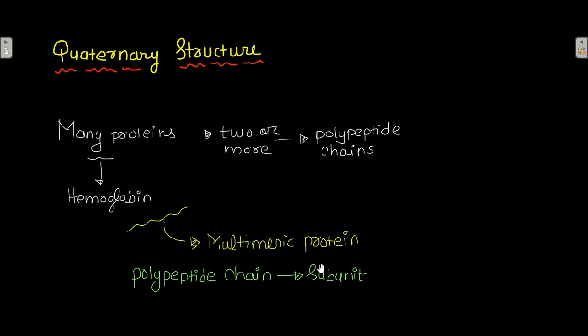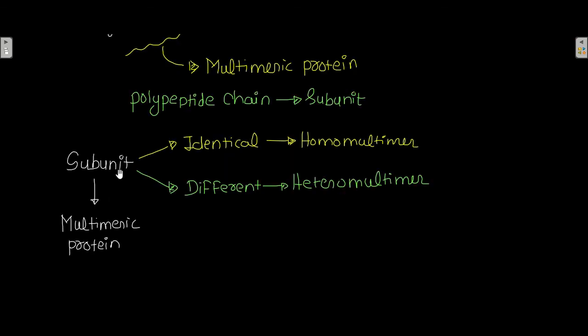Now the subunits of this multimeric protein can be identical or they can be different. If the subunits are identical, then that particular protein is known as homomultimer. And if the subunits of that multimeric protein are different, then that protein is known as heteromultimer.